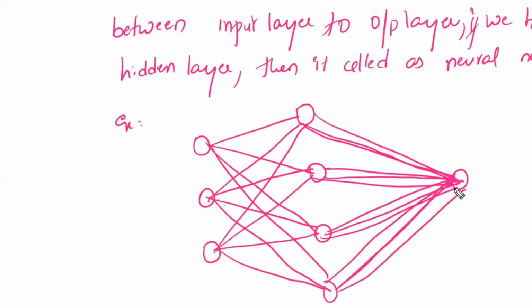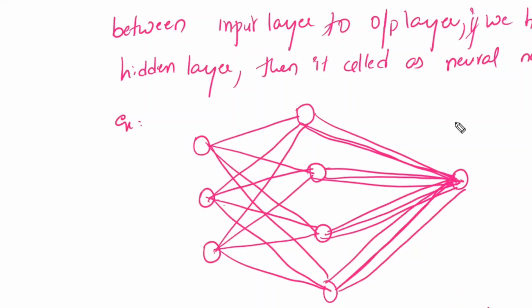Now, sir, in the neural network, whatever is in the starting portion is automatically called the input layer. Whatever is at the end is called the output layer. Anything in between is called a hidden layer. The first one and last one are fixed. The center one may or may not be available.